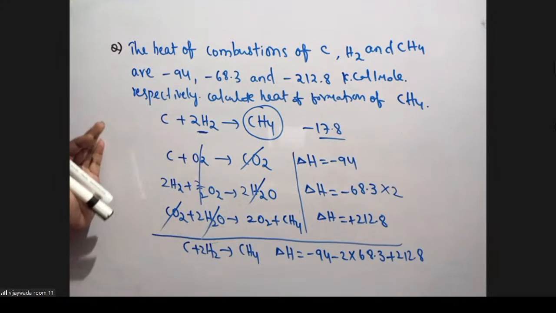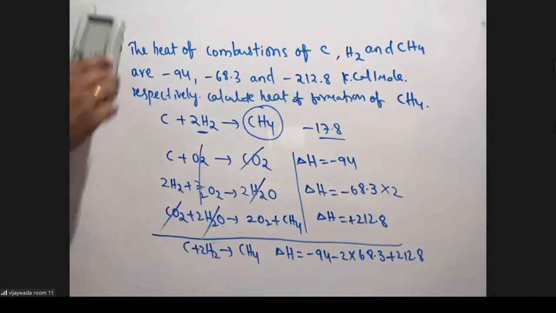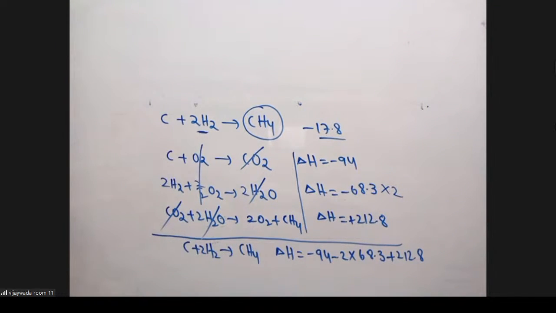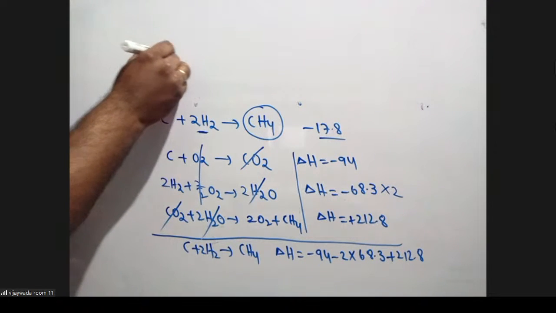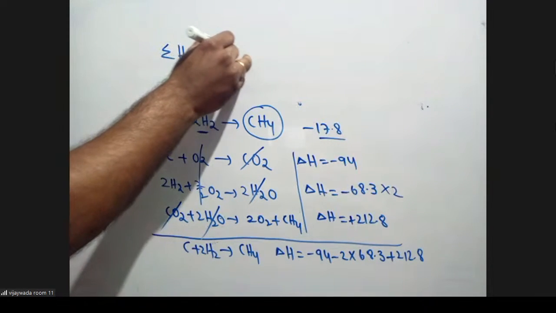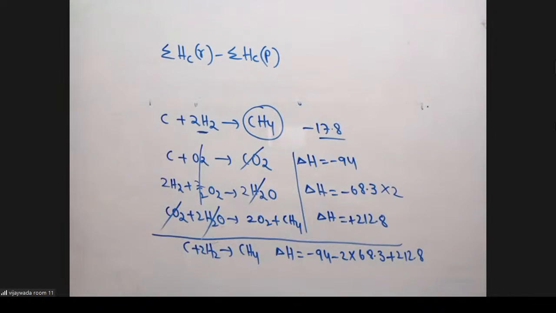Students, no need to write all these equations all the time. I said one simple trick. The trick is: the question is heat of formation and the given values are heat of combustion. Simply, sigma heat of combustions of reactants minus sigma heat of combustions of products. If you use this formula, you will get the answer directly. Okay, understood?